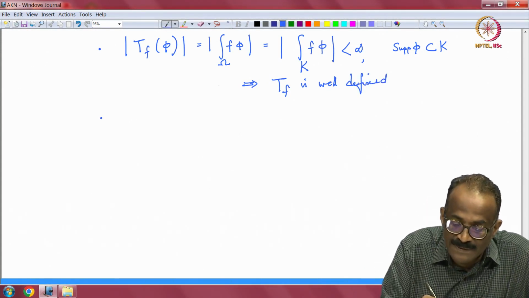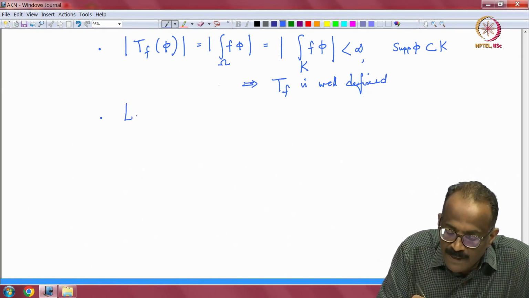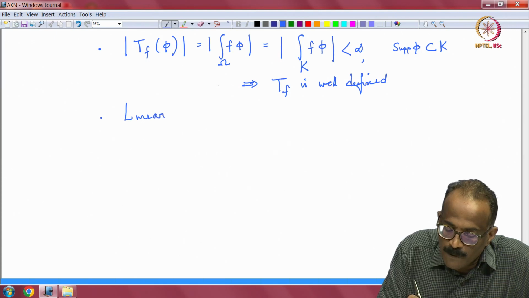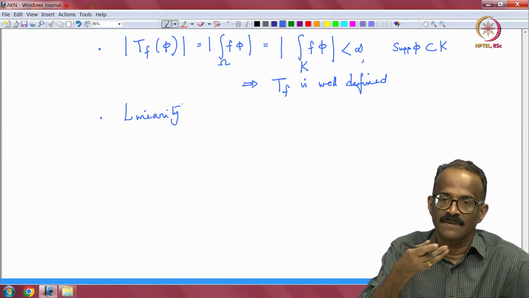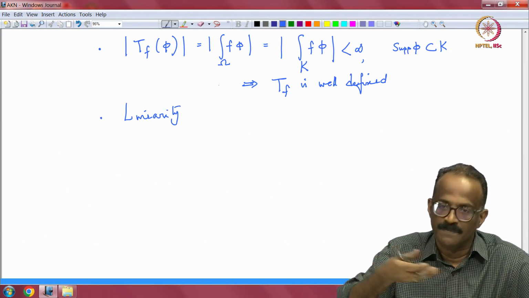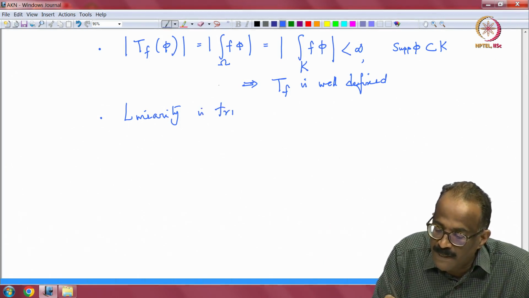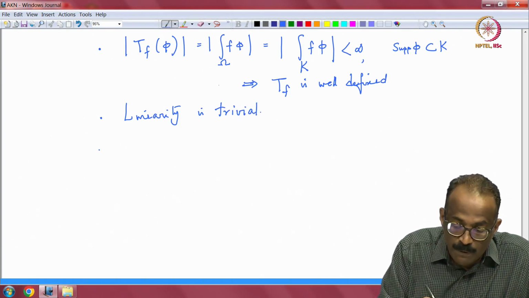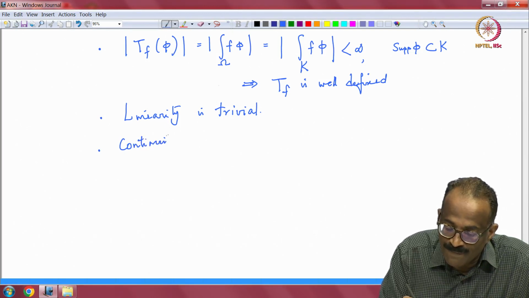The linearity is trivial, that is the linearity of an integration. Linearity is trivial because it is an integration. You know that the integral of f1 plus f2 is equal to the integral of f1 plus the integral of f2. So it follows from the linearity of the integration. What about continuity? This you have to check. It may not be trivial all the time.